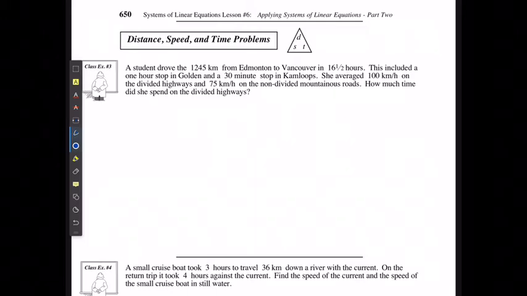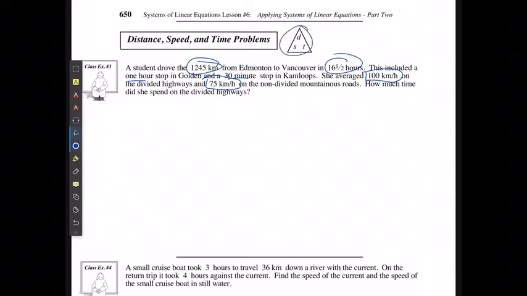So it says a student drove 1,245 kilometers from Edmonton to Vancouver in 16.5 hours. This included a 1-hour stop in Golden and a 30-minute stop in Kamloops. She averaged 100 kilometers per hour on the divided highways and 75 kilometers per hour on the non-divided roads.